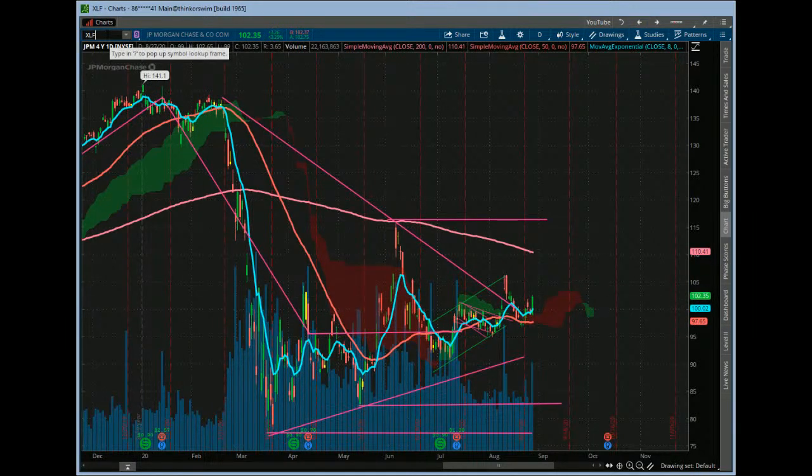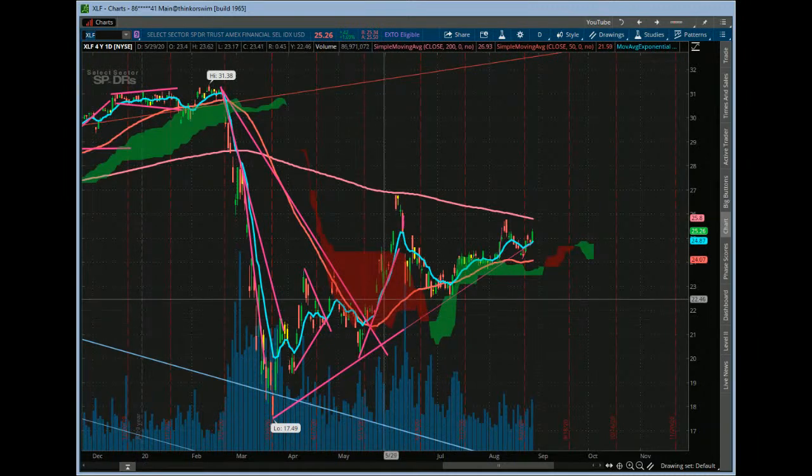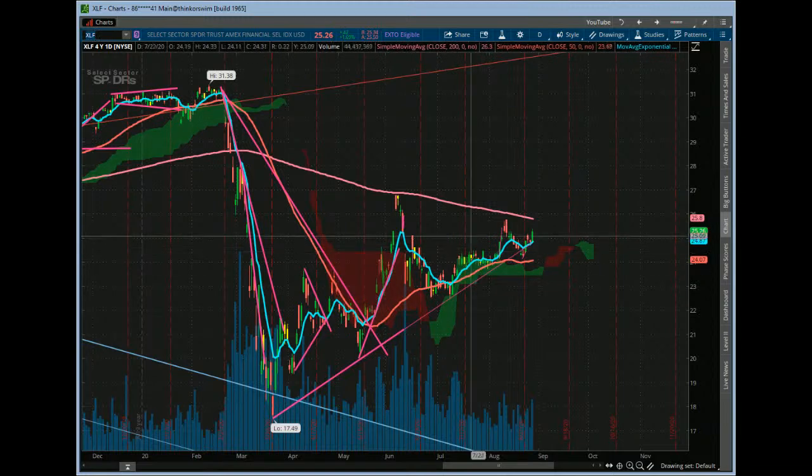Of course, the XLF again. A lot of the banks were strong today, so a nice green candle on that one as it held this geometric line, with this failed Head and Shoulders type move right here that never broke down, right? So the XLF has a little bit of a move to get to its 200 day.